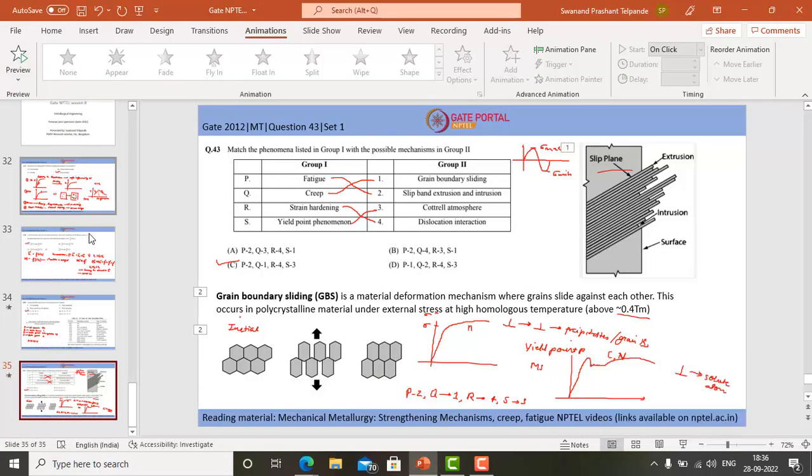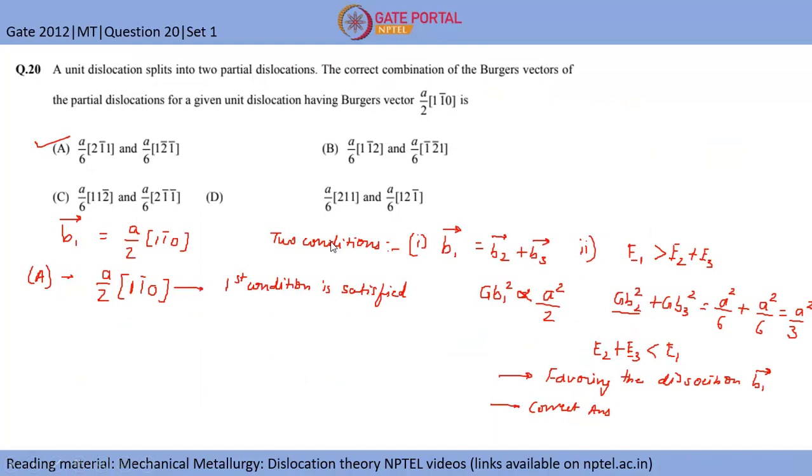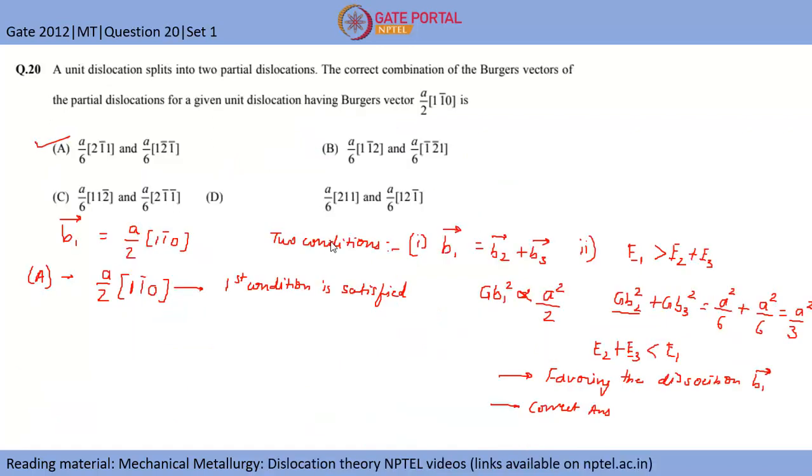So in today's class, basically we went through four different questions. The first question was about what property of a material cannot be changed by heat treatment. This is a mechanical metallurgy question. If you read mechanical metallurgy or watch these videos on NPTEL, you will be able to answer that. It was a simple, 1 mark question.